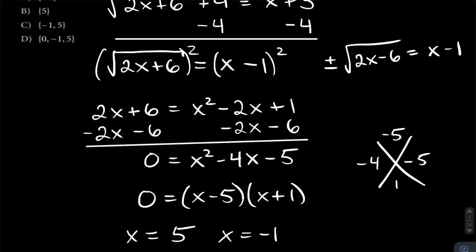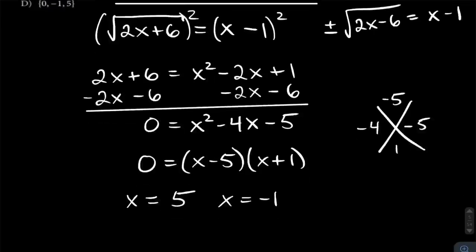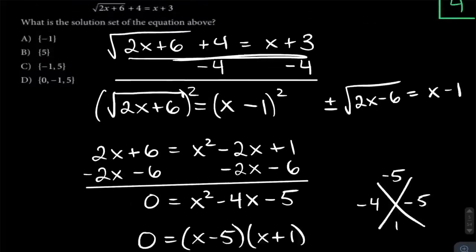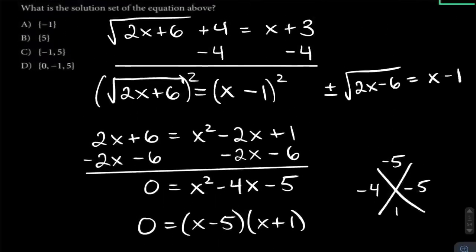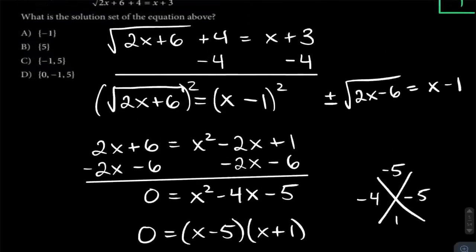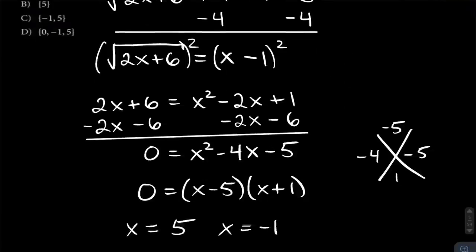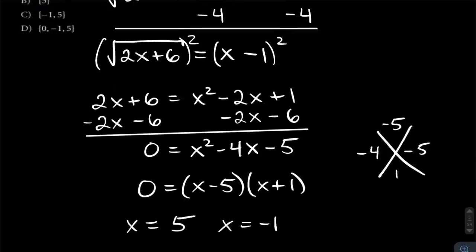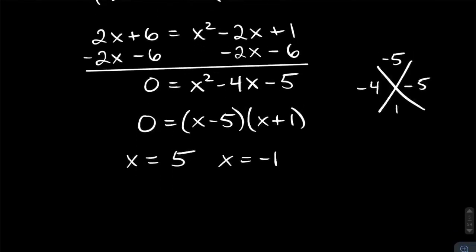And so what we need to do is make sure that these solutions work for this original equation, because if they don't, then they're not going to be part of our solution set. We only want the positive solutions, because we had a positive square root of 2x plus 6, not a negative. And you'll see later in this problem that actually one of the solutions ends up being for that negative version of the equation. So watch this.